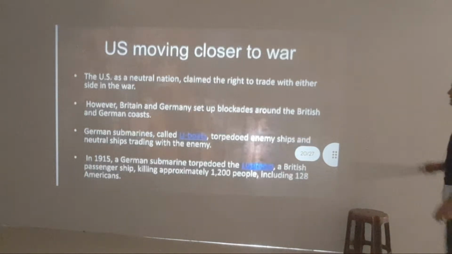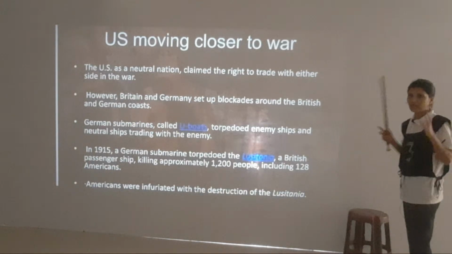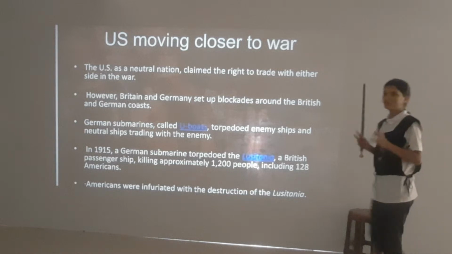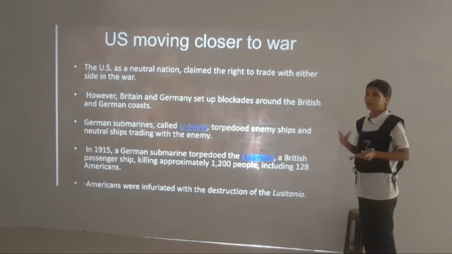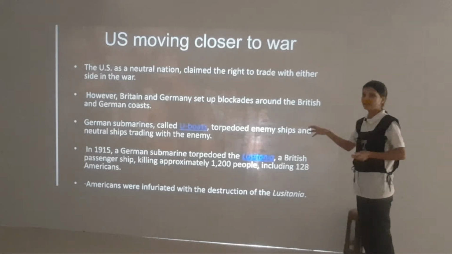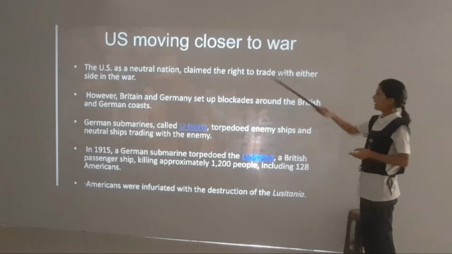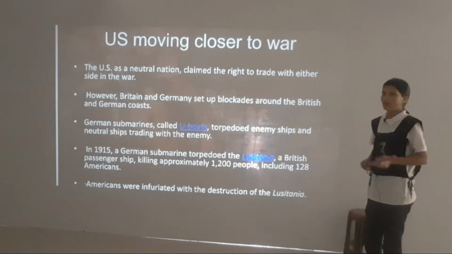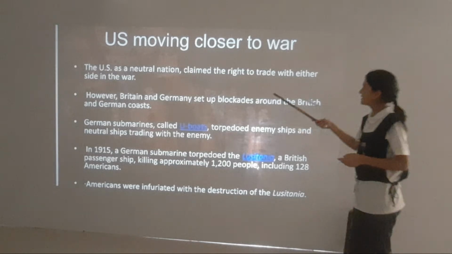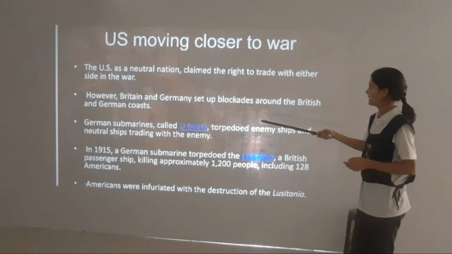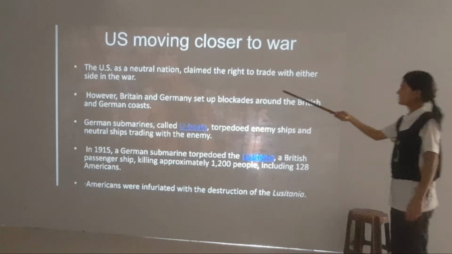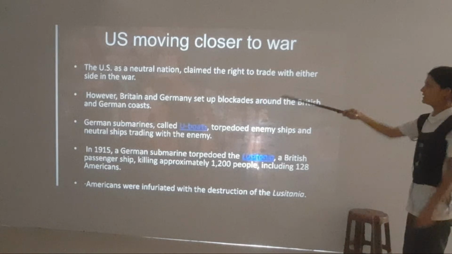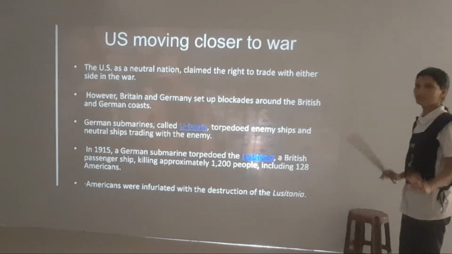So, the US moving closer to war. We know there was a scramble among European nations, who wanted to monopolize the market. They competed in colonizing and regulating other continents, but why did the US move closer to the war? It had an axe to grind, and we will learn what that was. The US, as a neutral nation, claimed the right to trade with either side of the war. At first it was a neutral nation.